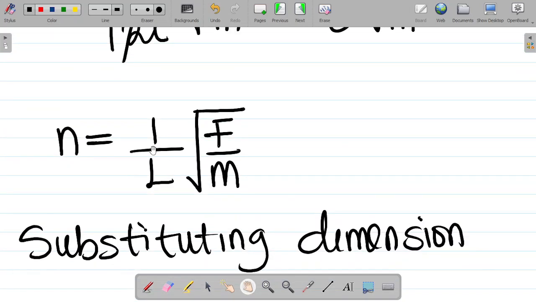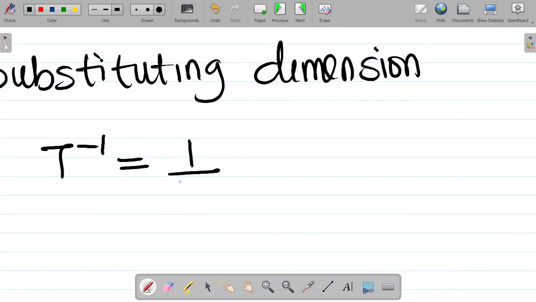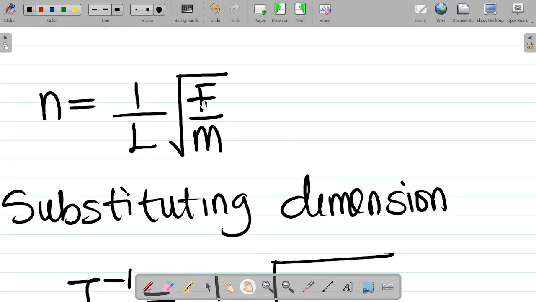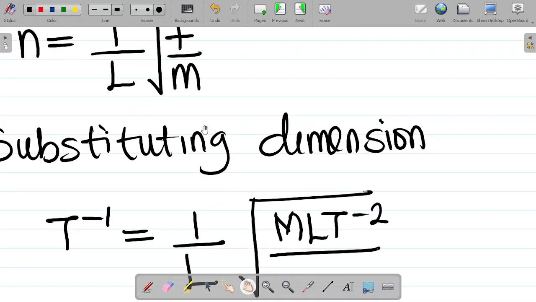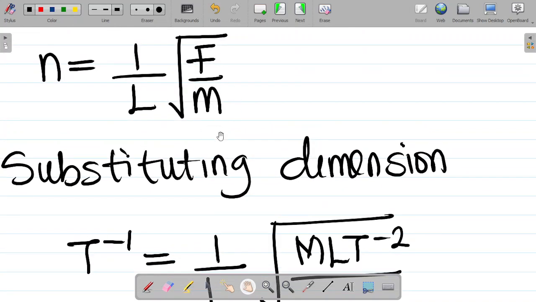Next you have L. For L, we said the dimension is capital L, that's length, into the square root of, we have F. We said F is what there? Force. For force, what's your dimension? It's MLT to the power minus 2 all over. Finally, what you have there is m. Okay. For m, what's the dimension?